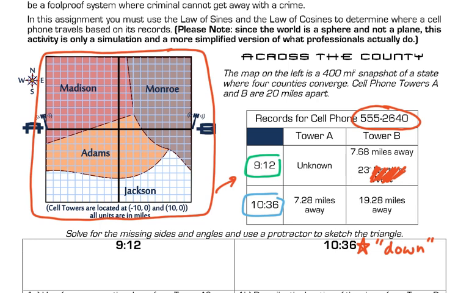So we have to use the given information in these charts to draw a triangle and then use our protractor app or just an actual plastic protractor to map it here and literally triangulate the cell phone. All right, let's get started.